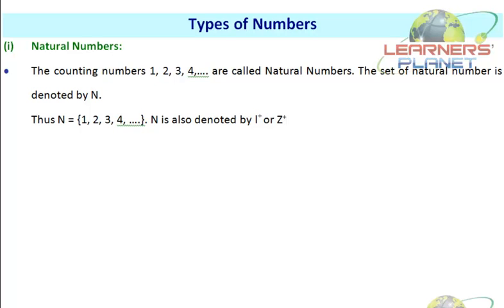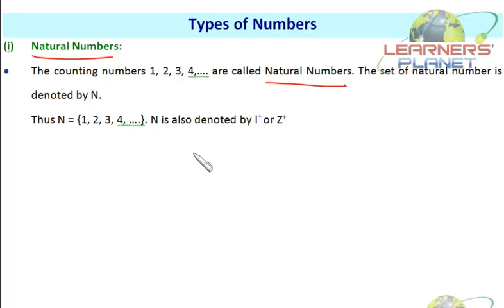Now let's see various types of numbers. The very first number type we are going to discuss is the natural numbers. What are the natural numbers? The numbers which we use for counting are known as natural numbers. In our day-to-day life, whenever we are counting anything, any object, maybe any person, we use natural numbers only.